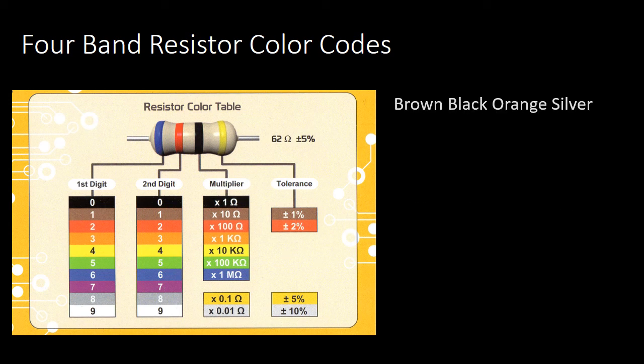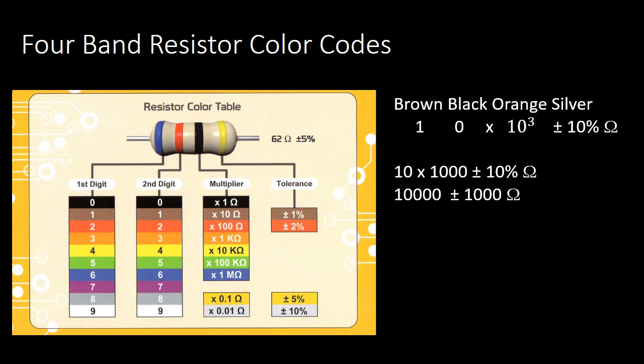So now let's look at another example. Let's say that we have bands brown, black, orange, and silver. And again, this is a 4-band resistor. We see from the chart that brown corresponds to 1, black corresponds to 0, orange is 3, so that means 10 to the 3rd power, or 1,000, and then silver is plus or minus 10%. So that means that this resistor is 10 times 1,000 ohms plus or minus 10%, which is 10,000 plus or minus 1,000.